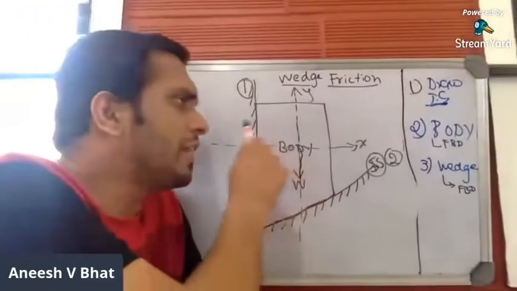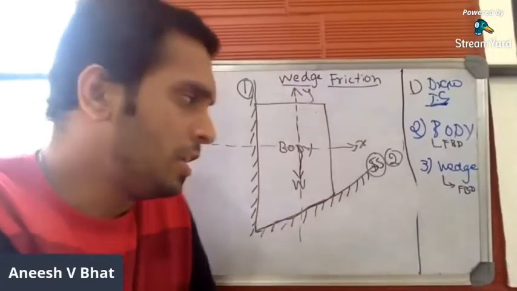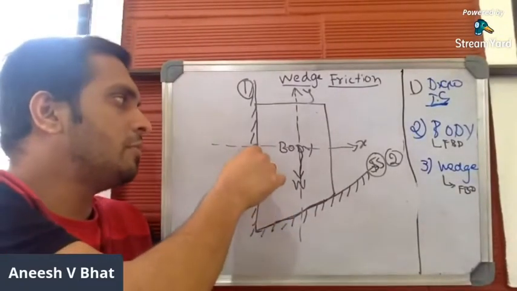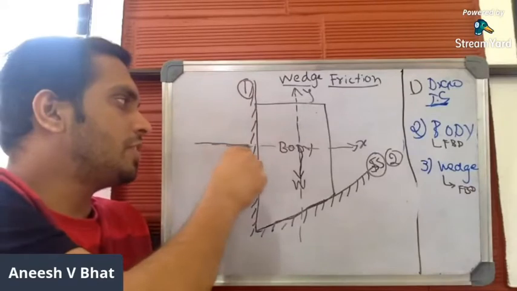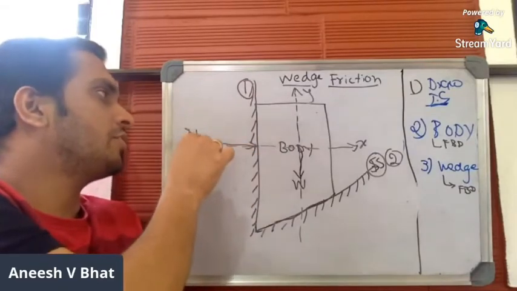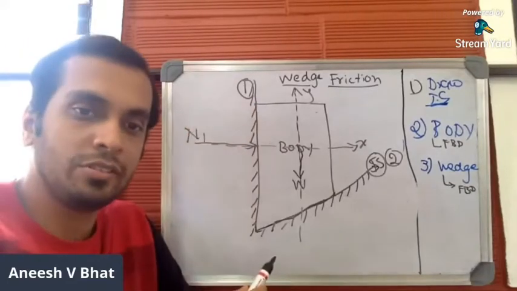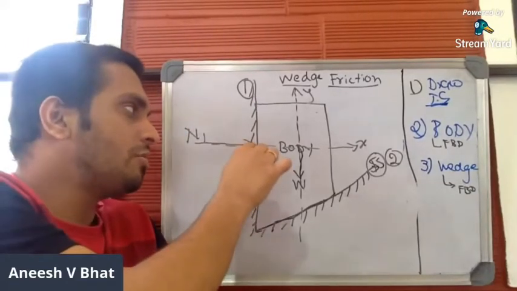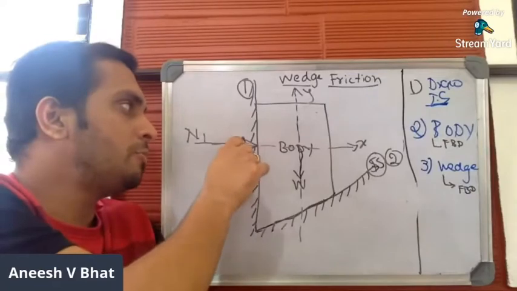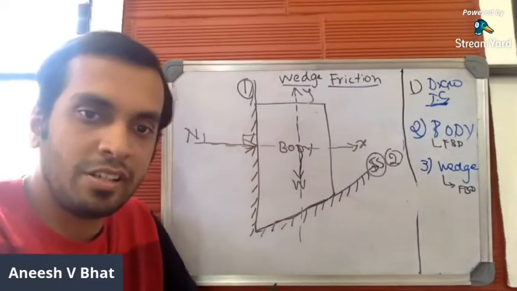You have 2 surfaces which are in contact with the body. So this particular surface will offer normal reaction in this direction. I'll name this as N1, normal reaction offered by the first surface. Normal reaction, as you know, always tends towards the body and it should be perpendicular to the surface, right?